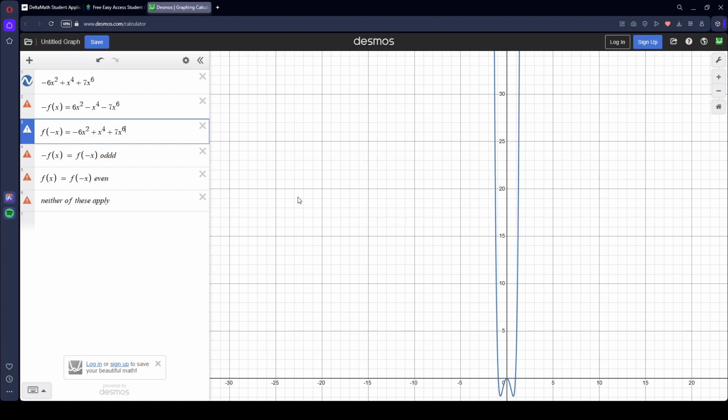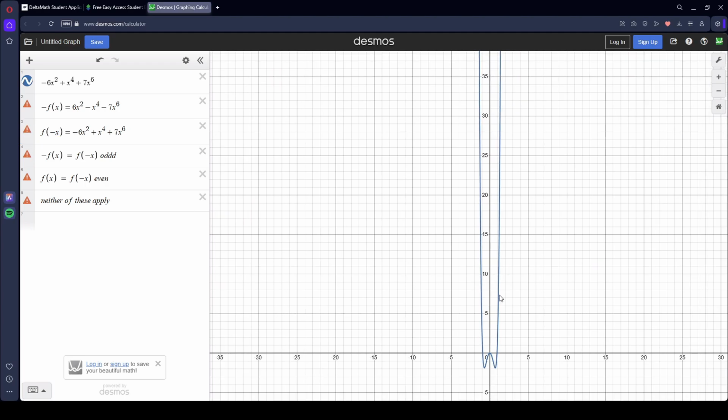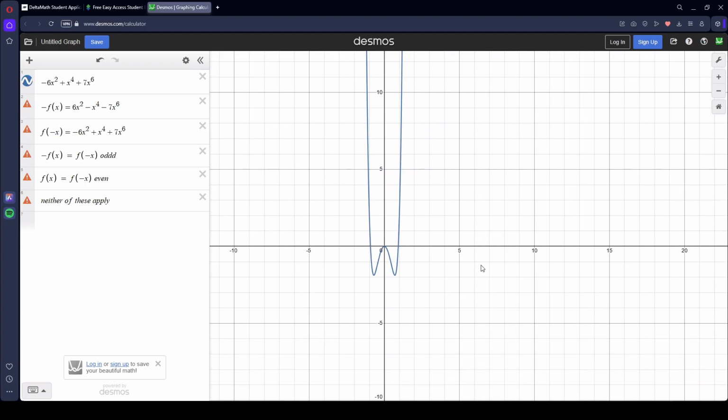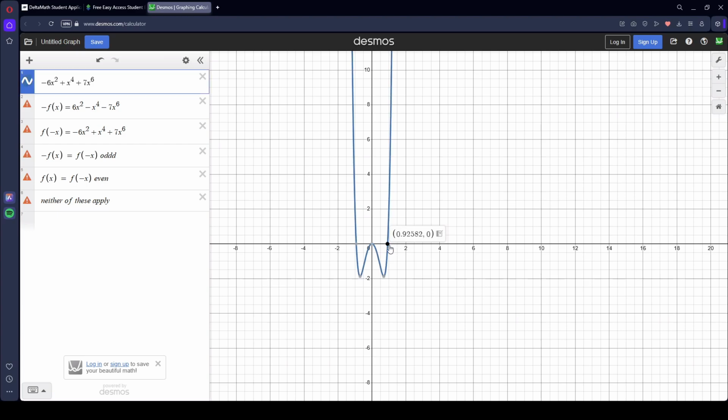Why does this work? I'll tell you why. Because negative x means flipping it to the other side. Let's say that on this graph, 0.92582 is the x value. It equals 0. Right? And we flip that to negative 0.92582, and it also equals 0. So the f of x and the f of negative x are even. What? Really? Yes, really.